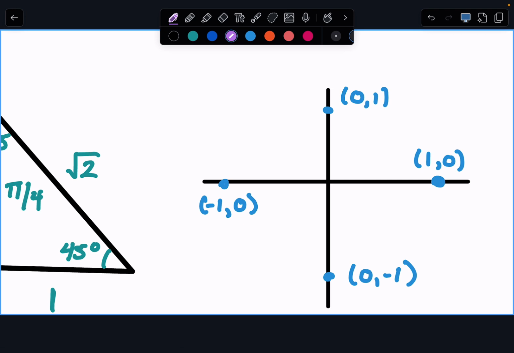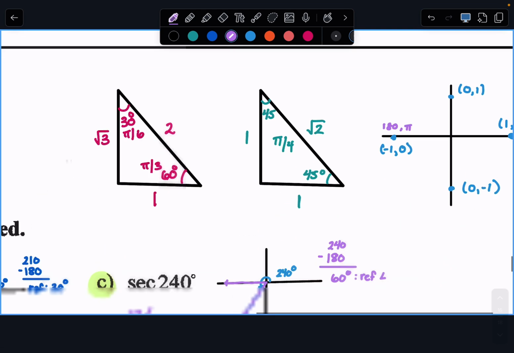So where is pi? 180, right? So it's easier for us to think in degrees. So this is 180 or pi, same thing, right? And I'm looking for cosine. Is cosine x or y? X. So my answer is what? -1.